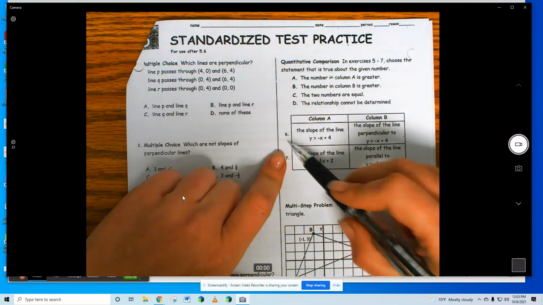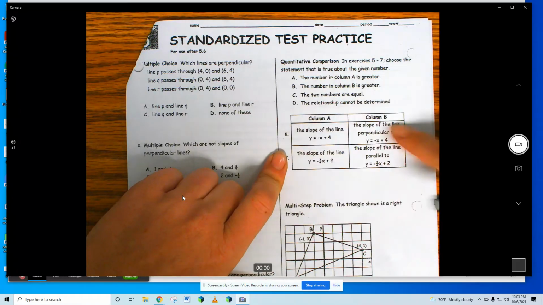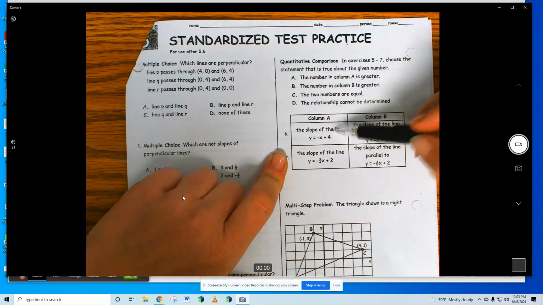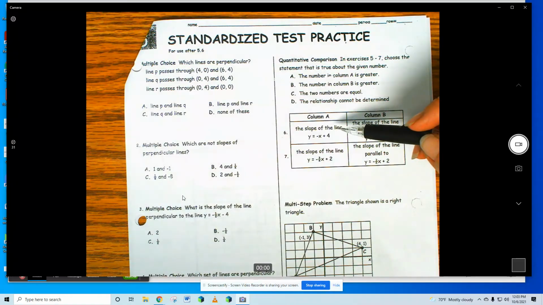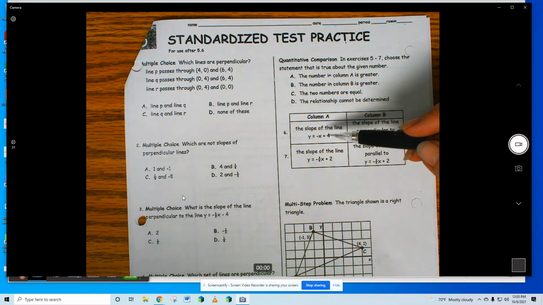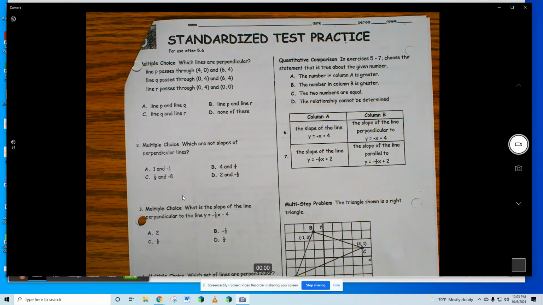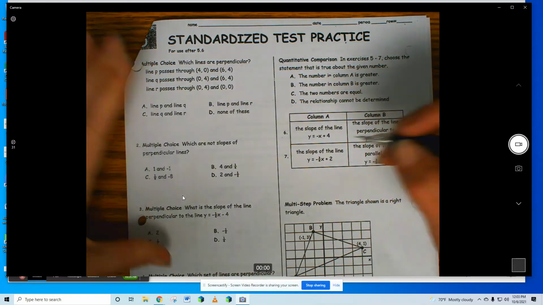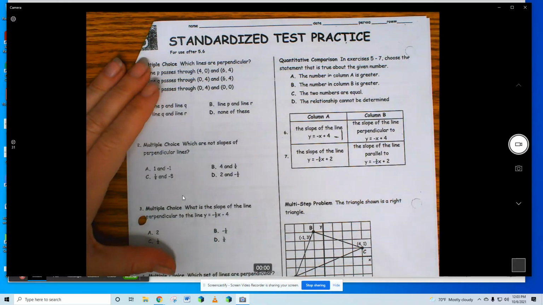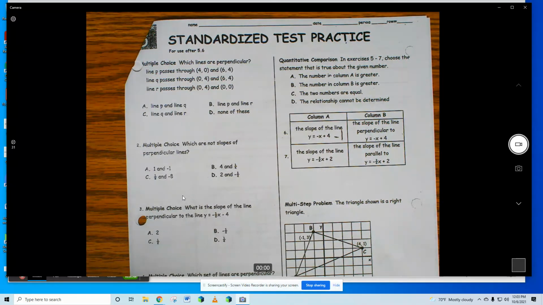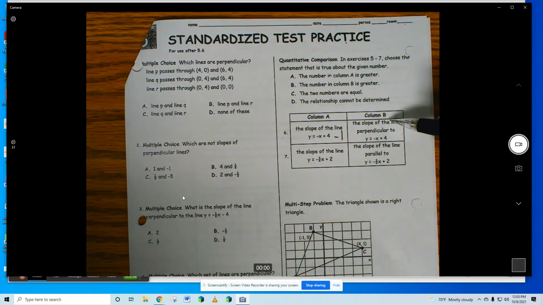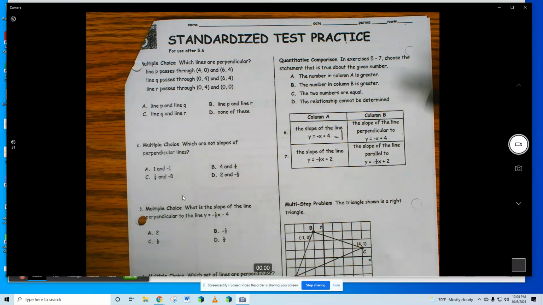I have number 6. Number 6 is this top section of the box. In column A, I will have to find out what's the slope of the line y equals negative x plus 4. What is that slope? Negative 1. So write that in the box. Number 6, column B. The slope of the line perpendicular to negative x plus 4. What would this perpendicular be? New people still, I always want new people.